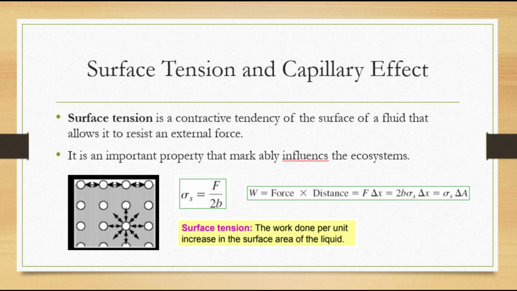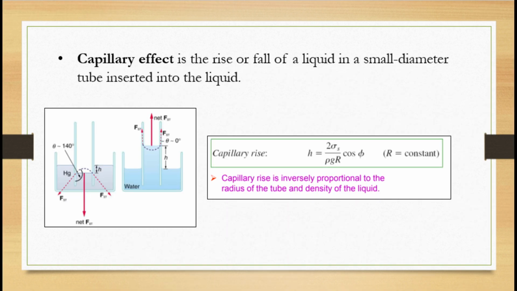The formula for surface tension is the work done per unit increase in the surface area of the liquid. That is the formula for the surface tension. Capillary effect. Capillary effect is the rise or fall of a liquid in a small diameter tube inserted into the liquid. The strength of the capillary effect is quantified by the contact angle. Contact angle is the angle that the tangent to the liquid surface makes with the solid surface at the point of contact. That is the picture of the water and mercury.